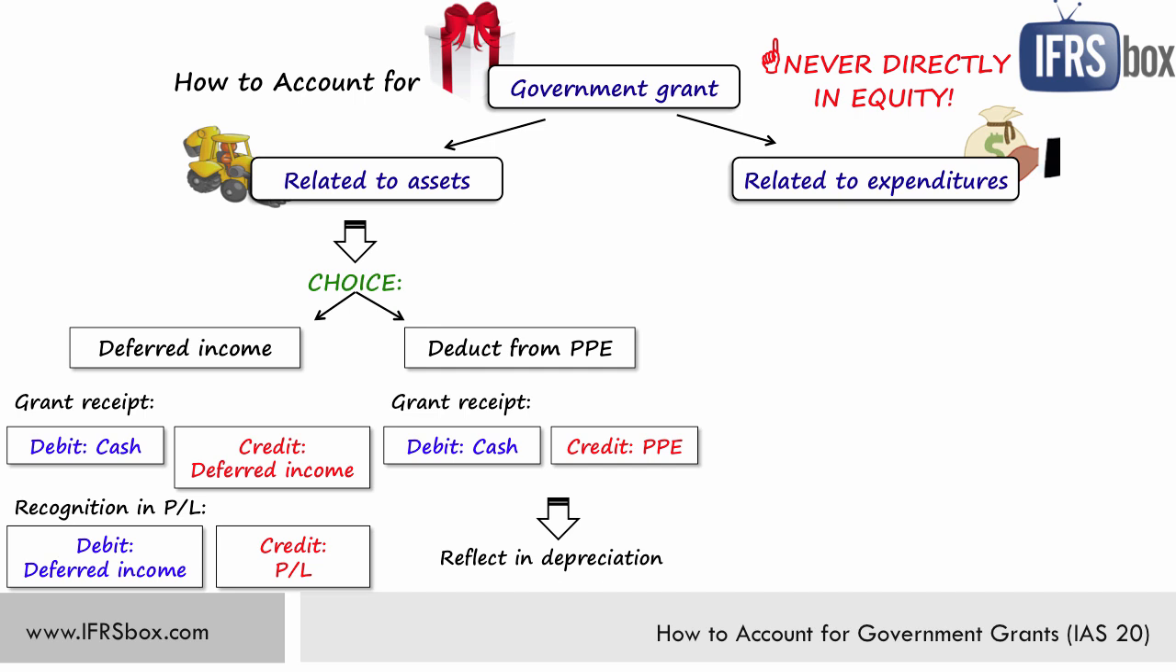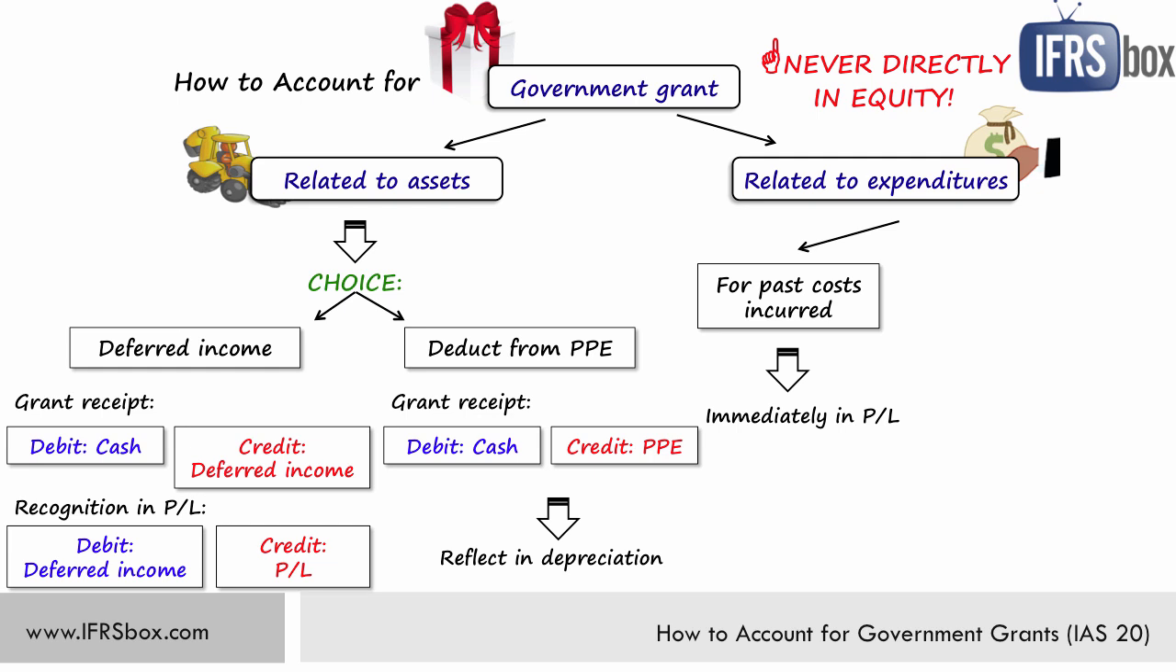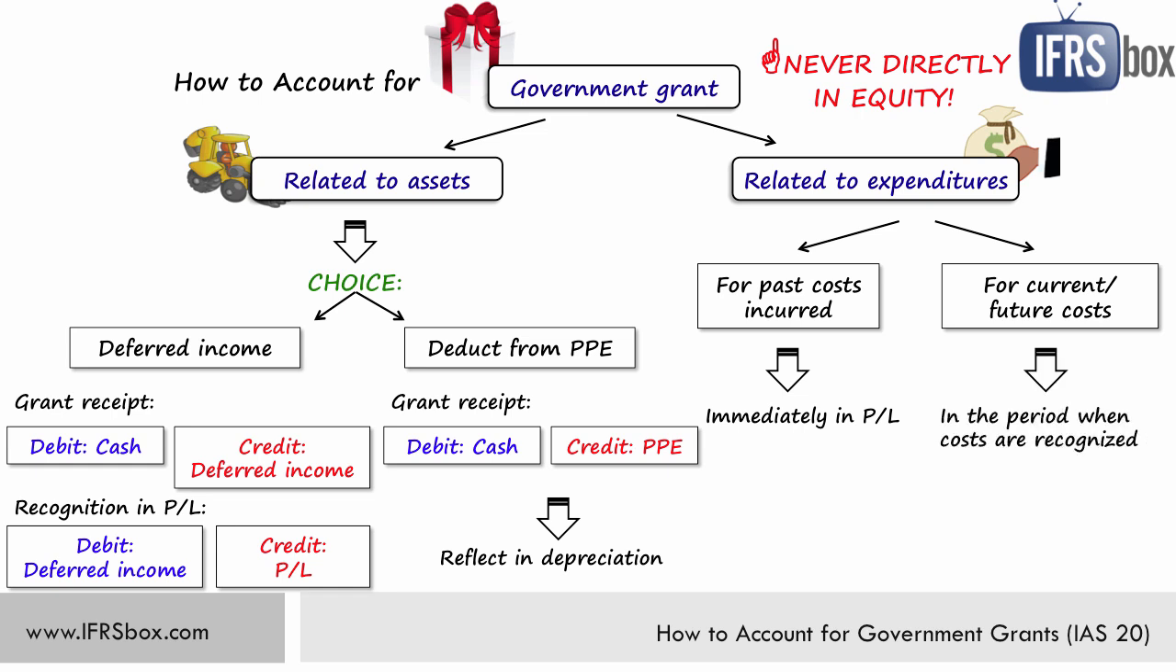With regard to grants related to expenditures, we need to differentiate whether the grant is to cover some past costs or current or future costs. If the grant was provided to cover past costs incurred, it is recognized immediately as income in profit or loss, so the entry would be to debit cash and credit profit or loss. If the grant is provided for the current or future costs, then it is recognized in the period when the costs are incurred, and here again there's a choice. Either you recognize the income from the grant as other income, or you deduct it from the expenses.